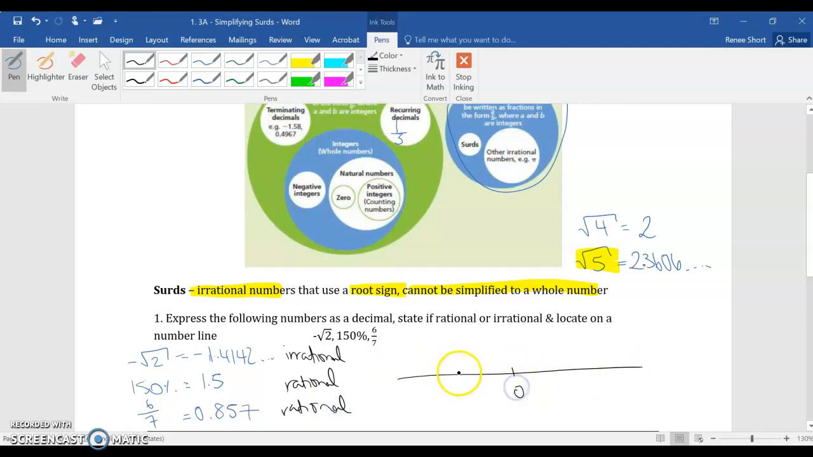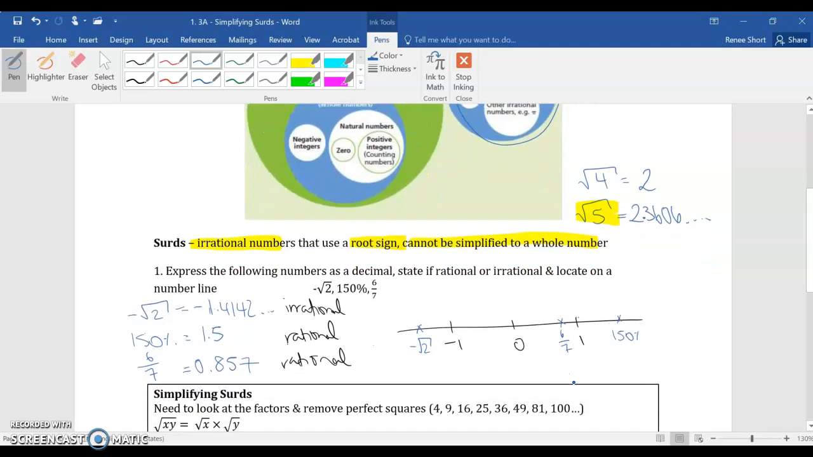So I'm going to put 0 here, and I will just label in -1 and +1. So we've got a bit of a scale to work with. Now, negative root 2 was negative 1.41, etc. So let's put this out over here, and we'll call this negative root 2. 150% is positive 1.5, so that'll be out there, slightly more positive than the negative root 2. Sorry, I'm just going to change that to be 150%. And 6 over 7 will fit somewhere in here. So those are our three numbers labelled.